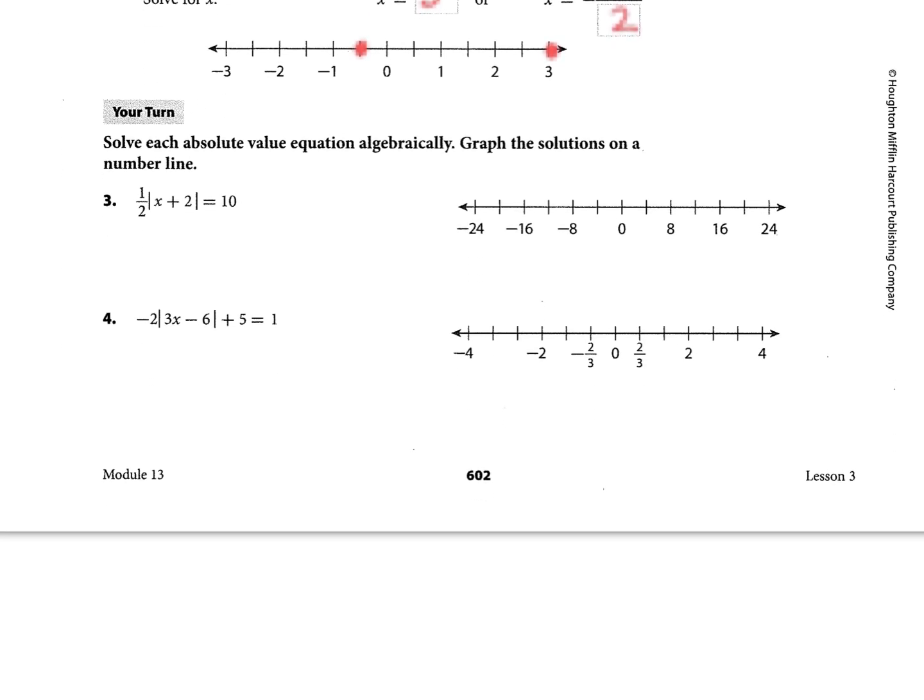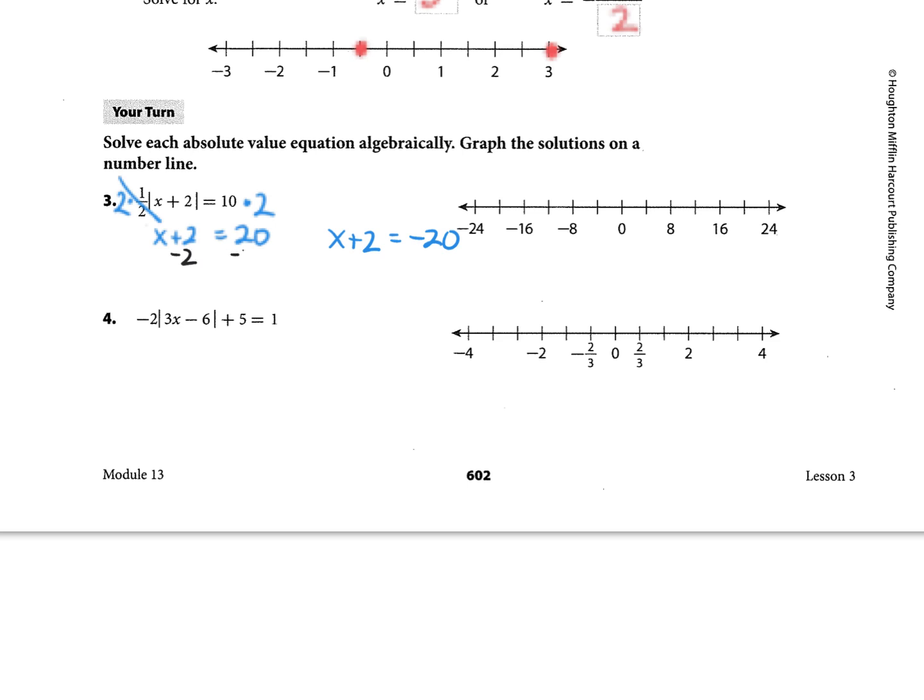Solve each absolute value equation algebraically. Graph the solutions on the number line. So for this one, to isolate, we're going to multiply by 2, because 2 times 1/2 is just 1. So now I have x plus 2 equals 20. Now we take out those absolute value pieces, and we do the positive version and the negative version.